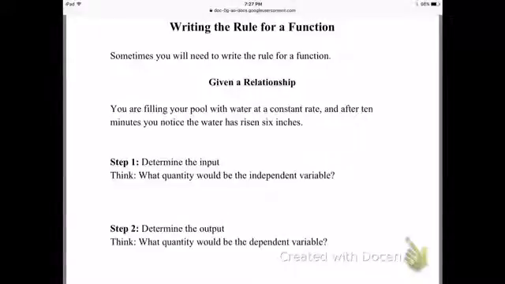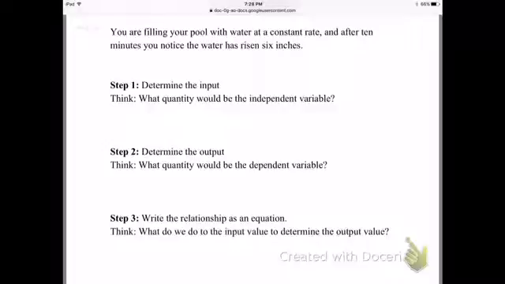So we're going to start with the relationship here. You are filling your pool with water at a constant rate. After 10 minutes, you notice the water has risen 6 inches. So the first step is we want to determine the input. What quantity would be the independent variable?